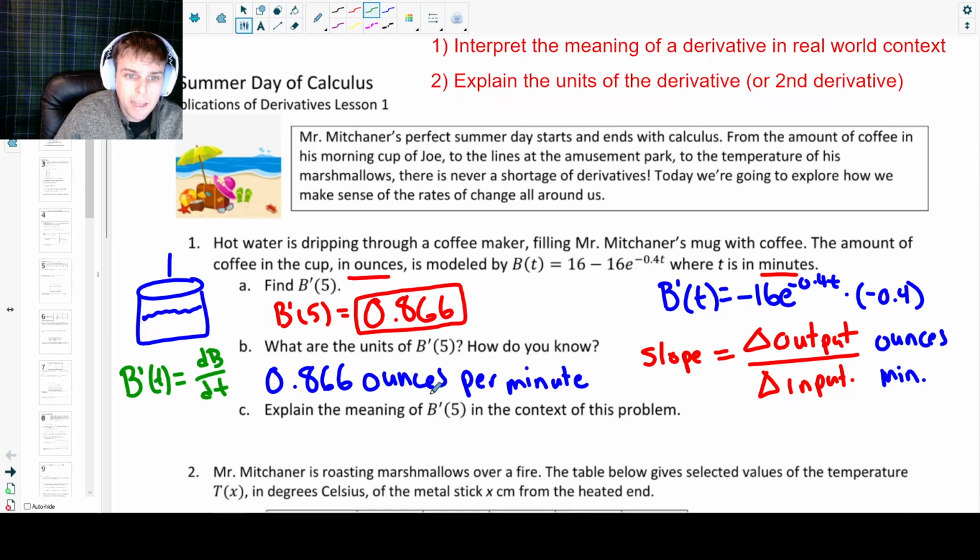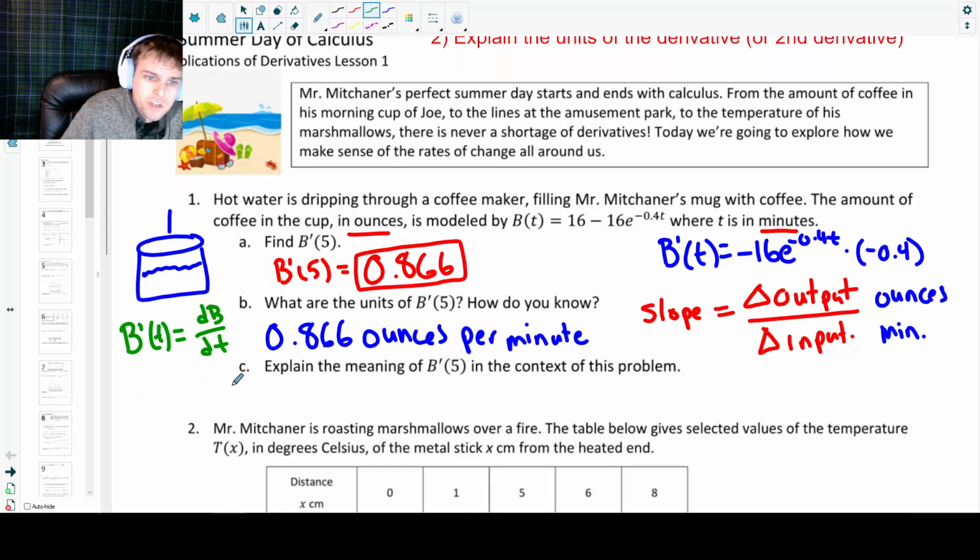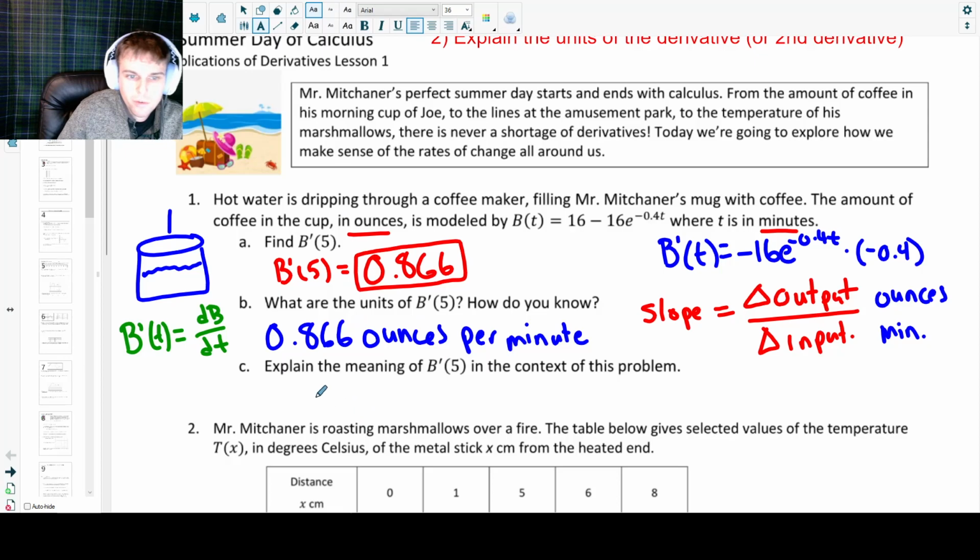We'll scroll down a little bit to look at question C. Question C asks us to explain the meaning of b prime of 5 in the context of this problem. I'm going to follow a bit of a formulaic process when I'm doing this.